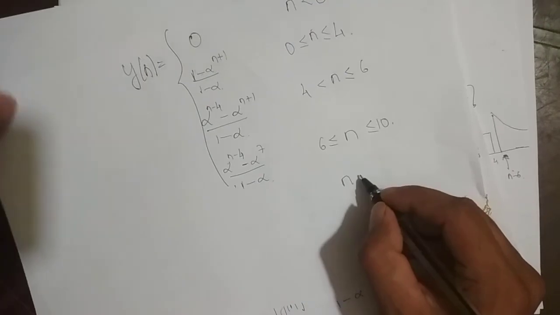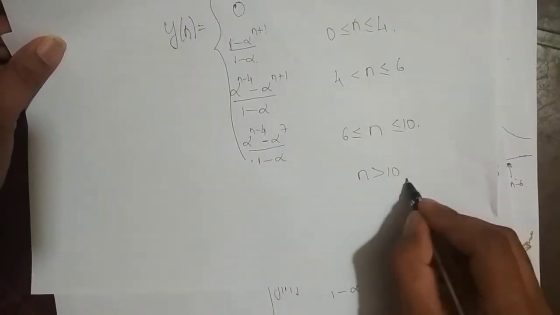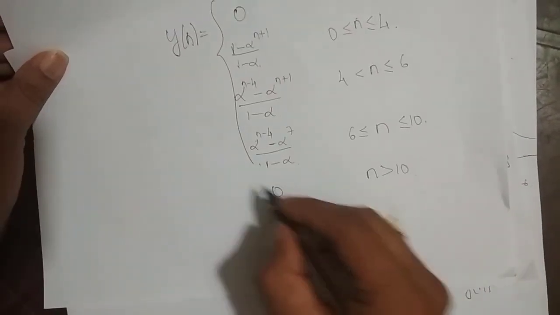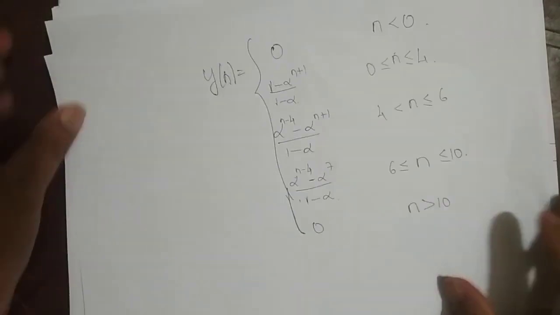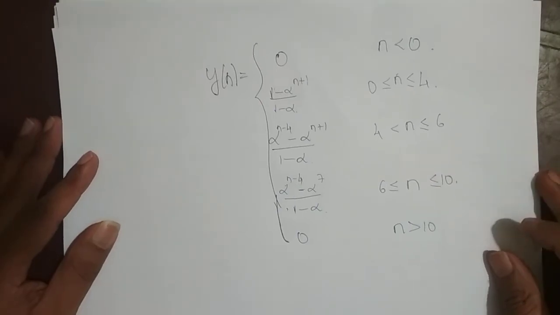And what is the last case we have? The last case is for n greater than 10. So for n greater than 10, what is the output we have? It is 0. So this is the final output of a LTI system.